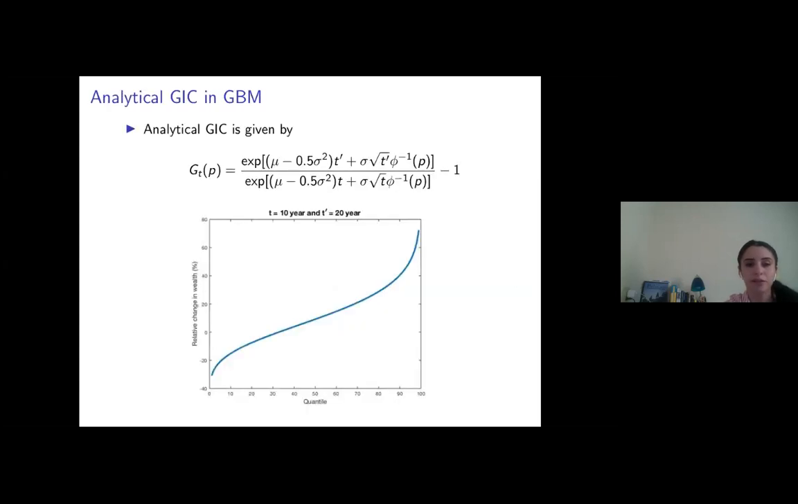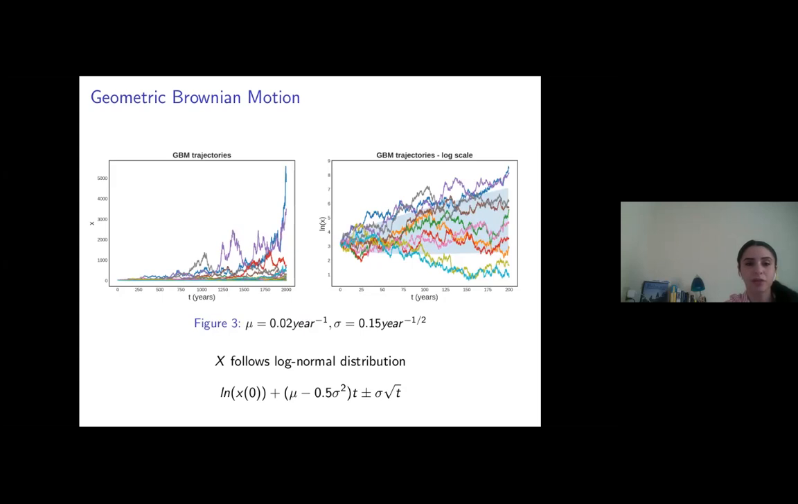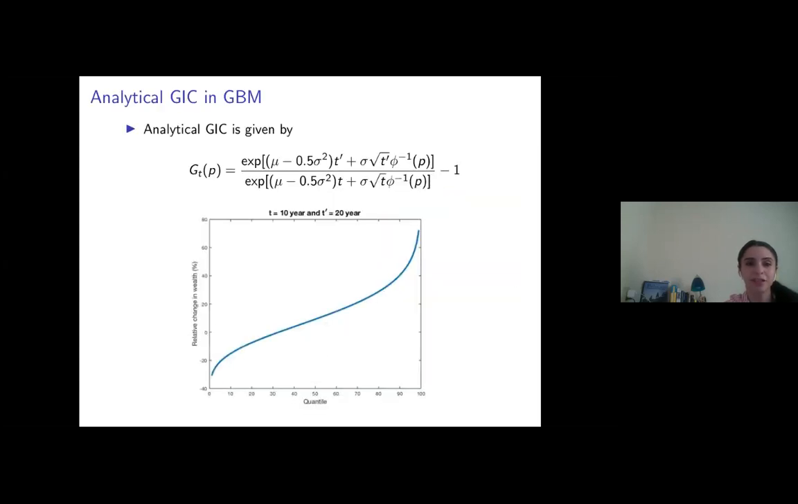Before going into the numerics, we would like to derive the analytical GIC in GBM. Because we know that the wealth follows a log-normal distribution, we know its probability density function. We can get the cumulative distribution function, and if we invert that, we get the quantile. Once we have the quantiles, we can plug them into the definition of the GIC that we have seen in the beginning, and we will have this explicit analytic formula for the GIC in GBM.